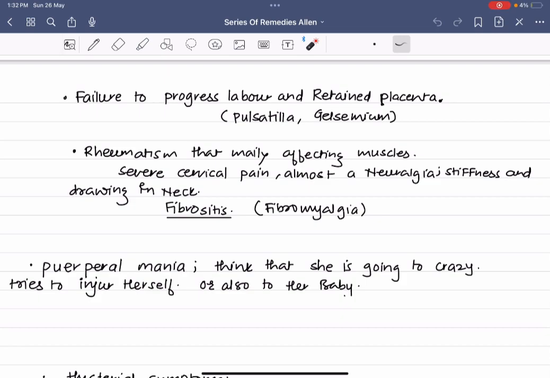So in relation to cervical pain, there is neuralgia, stiffness, and drawing of the neck. Drawing means the patient feels as if someone is pulling their neck. So this kind of pain is present in the neck.